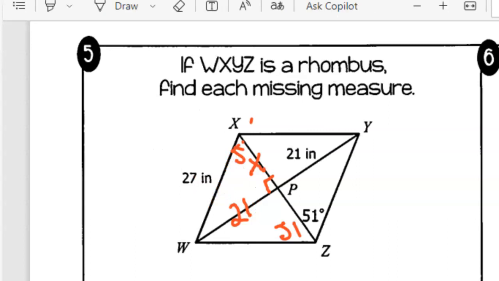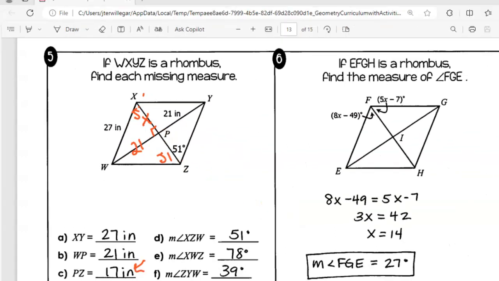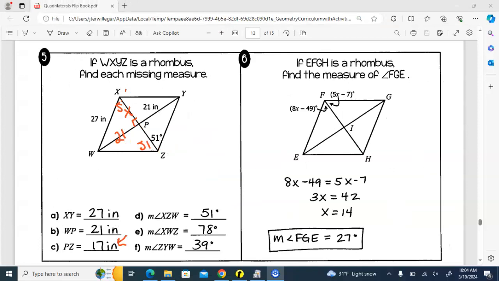All right, I might be done with this soon. These are all 51. And then I do 180 minus 51 minus 90 to get this over here. Sorry for this wild zooming in and out. I don't know how to fix it.